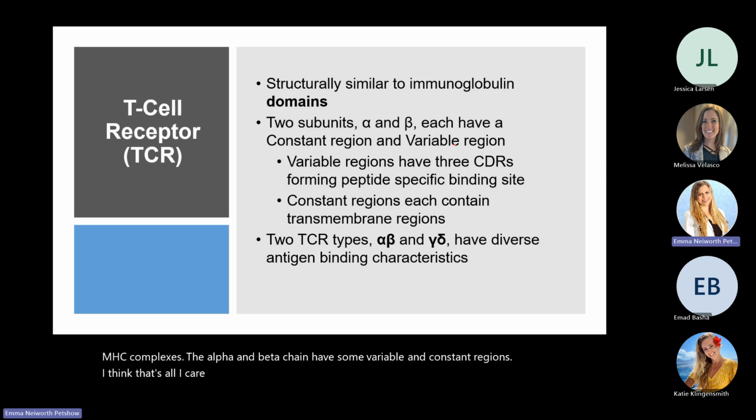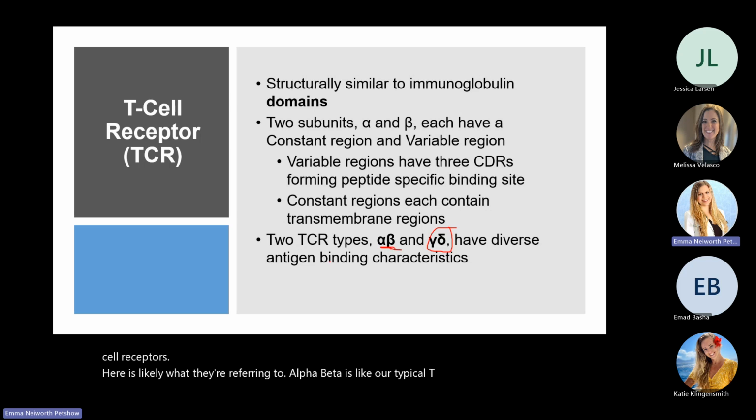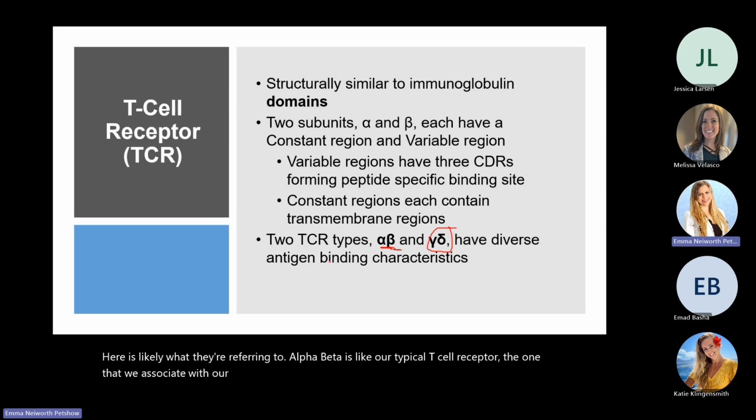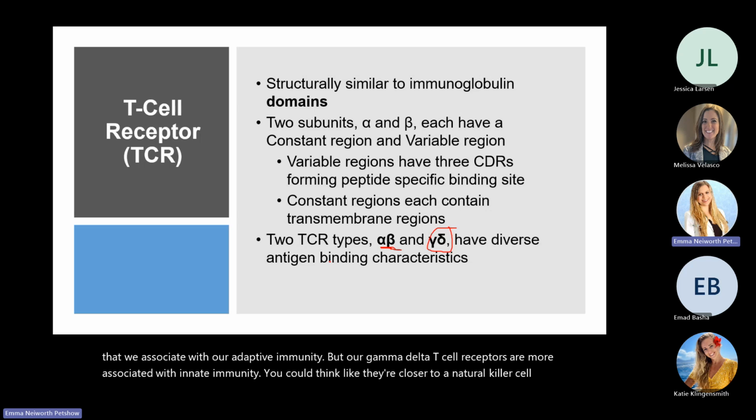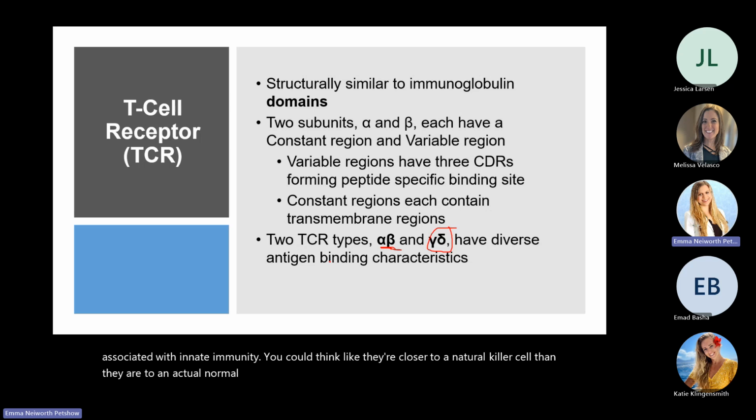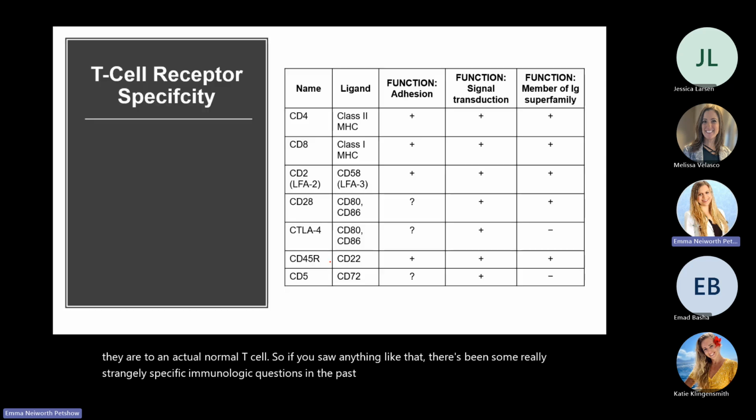Oh, on NPLEX, if a stem emphasizes a mucosal surface, an epithelial barrier, or an innate-like T cell, the gamma delta version of a T cell receptor is likely what they're referring to. Alpha beta is our typical T cell receptor, the one we associate with adaptive immunity, but gamma delta T cell receptors are more associated with innate immunity. You could think they're closer to a natural killer cell than to a normal T cell. So if you saw anything like that, there have been some really strangely specific immunologic questions in the past couple of years. That's where this is coming from.